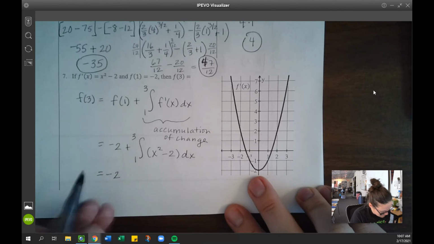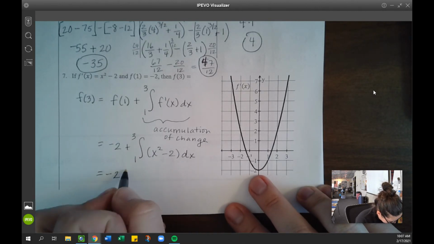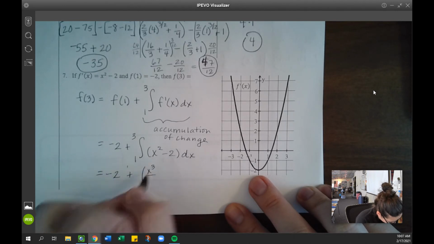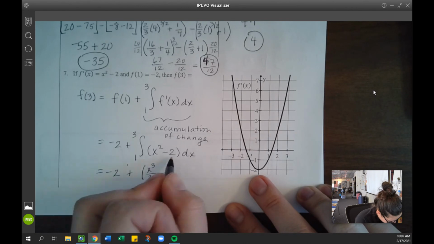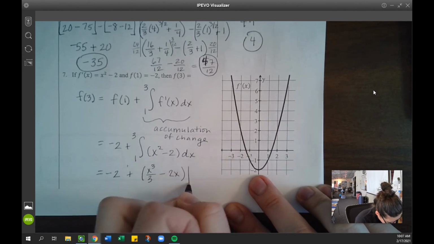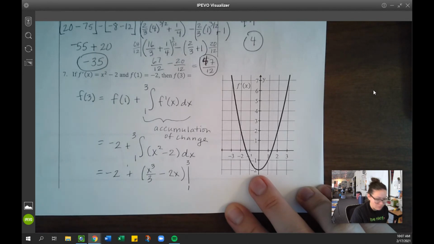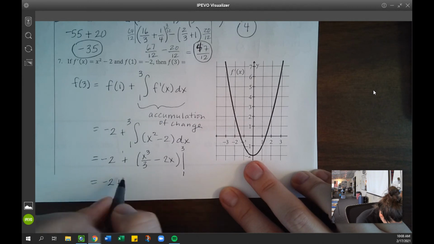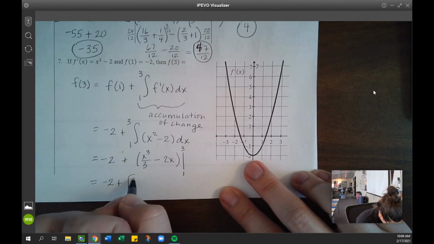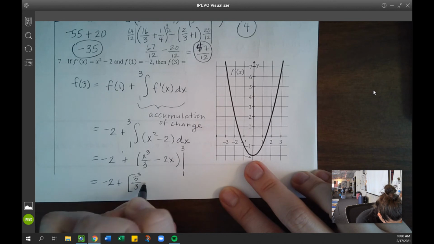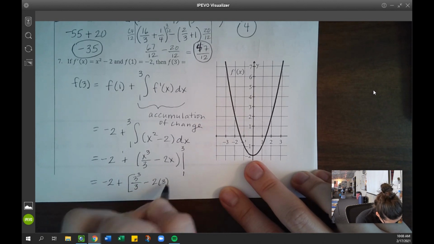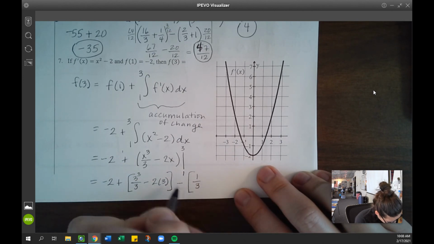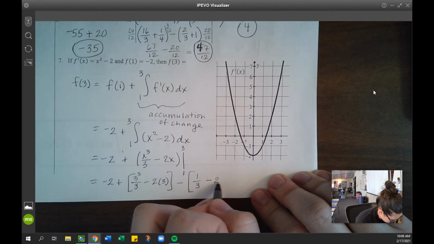So we have negative 2. All right, for my antiderivative, I'm going to add 1 to the exponent and divide by it. That's going to be x cubed over 3, minus 2x. And then I have to evaluate that from 1 to 3. So negative 2 plus, I'm going to plug in 3: 3 cubed over 3, minus 2 times 3. Minus, plug in 1: 1 cubed over 3 is just 1/3, minus 2 times 1 is just 2.